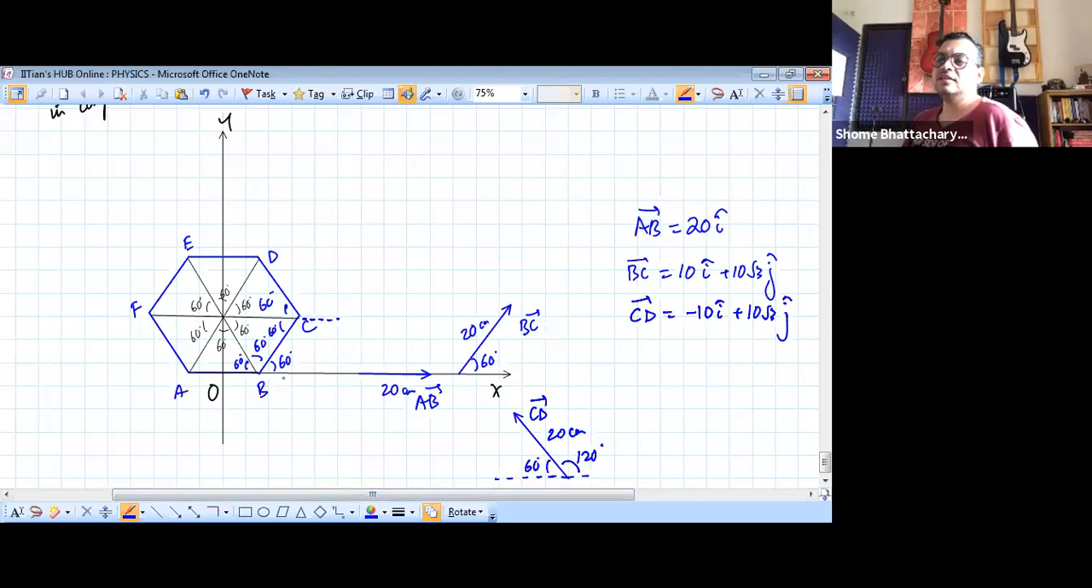Okay, very good. And finally, which is the vector DE? It's this one, pointing from D to E. So the vector DE itself will look like this, just along the negative x-axis, and its magnitude is 20 centimeters. So the vector DE in component form is minus 20 i cap. So I've got all four vectors in component form. Now I have to just check the options. So just try this out.